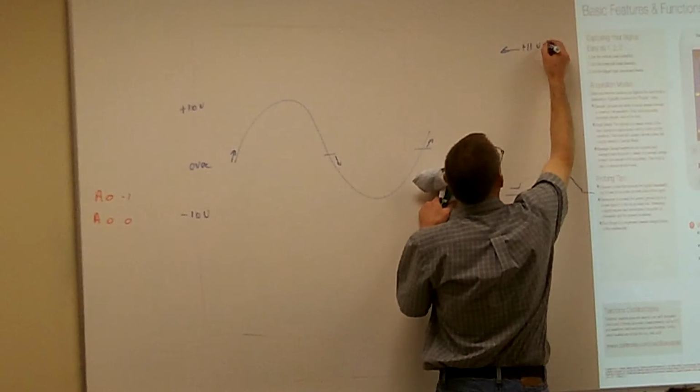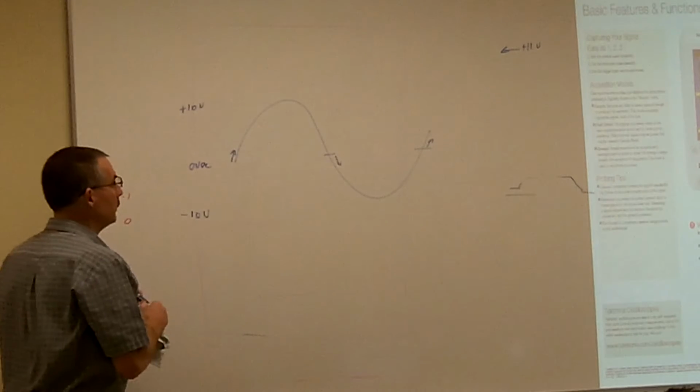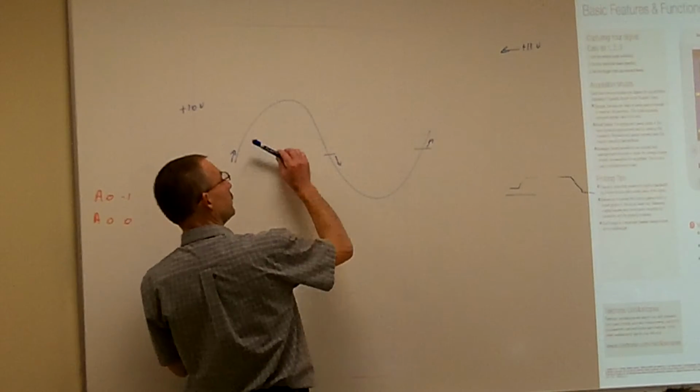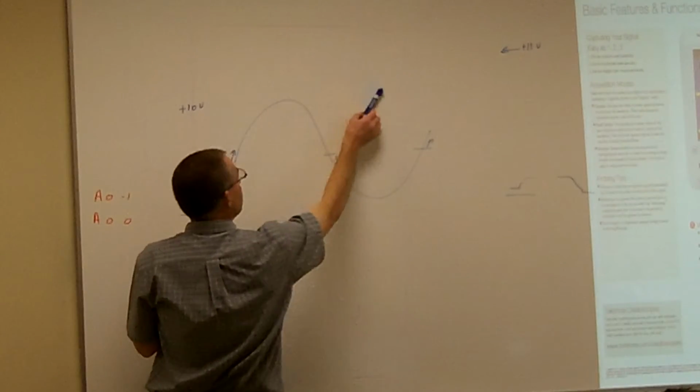Say at plus 11 volts. Got my trigger set at 11 volts. What happens is that the oscilloscope doesn't know when to trigger. It doesn't even see the signal. The signal never passes that arrow there. It never sees that trigger.